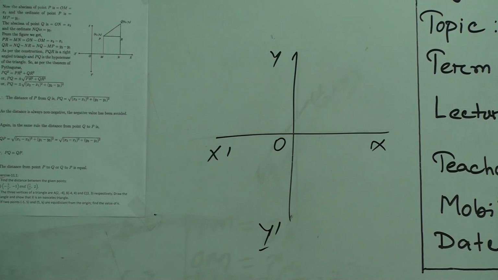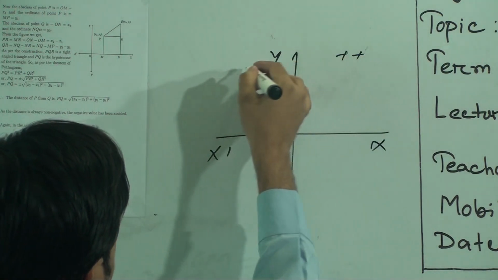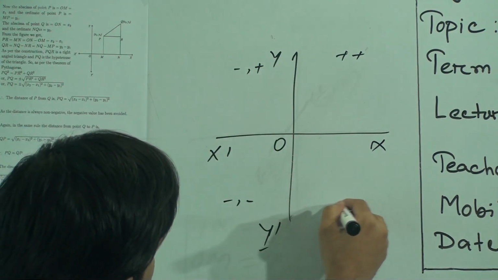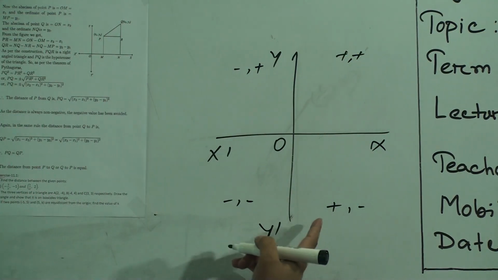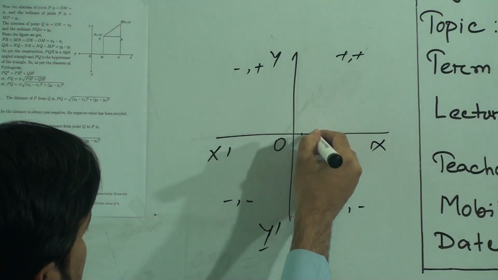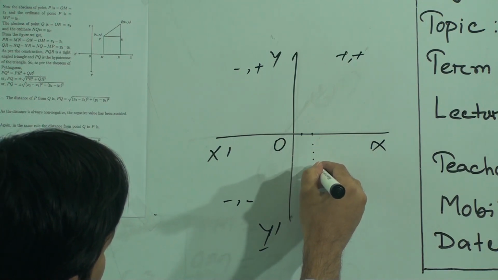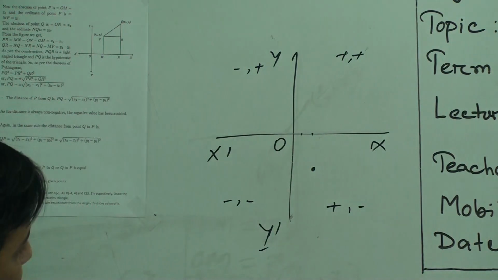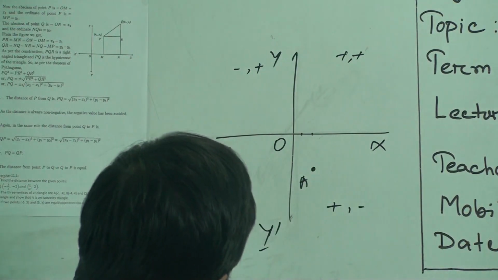First point is A (2, -4). So (2, -4) means this quadrant is plus plus, this is minus plus, this is minus minus, and this is plus minus. So we need to go to plus minus at first. We need to move 1, 2 to the right and below 4: 1, 2, 3, 4. So this is (2, -4), this point is A.